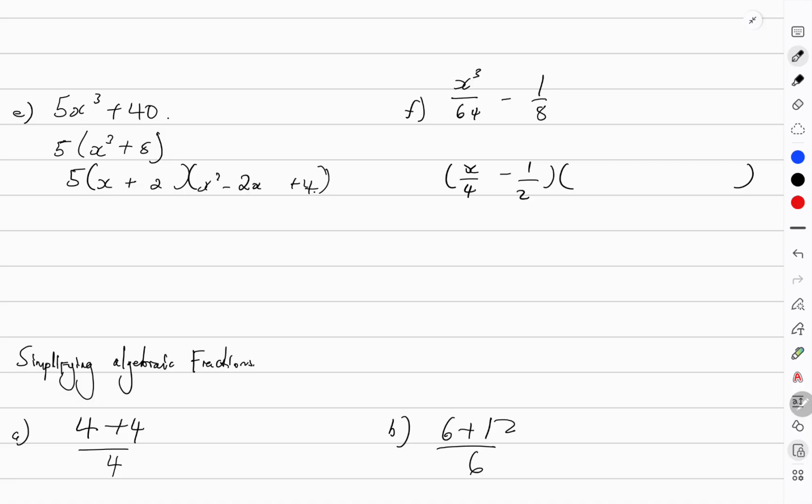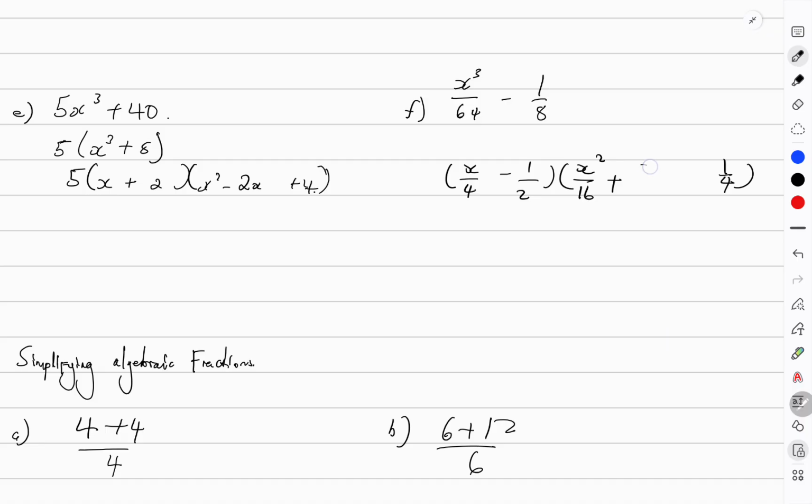What should I multiply by x so that I have x to the power of 3? It's going to become x squared. What should I multiply by 4 so that I have a 64? It's going to have a 16. What should I multiply by 1 over 2 such that I have 1 over 8? It's going to become 1 over 4. Here you write the opposite sign, which is going to become a plus.